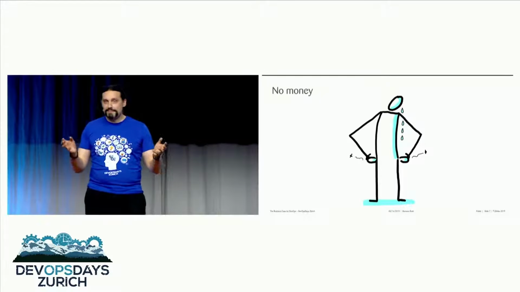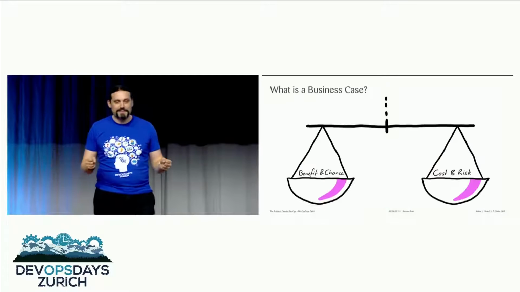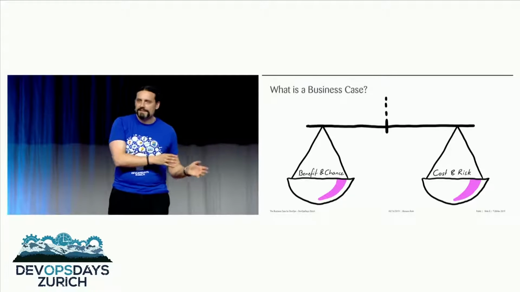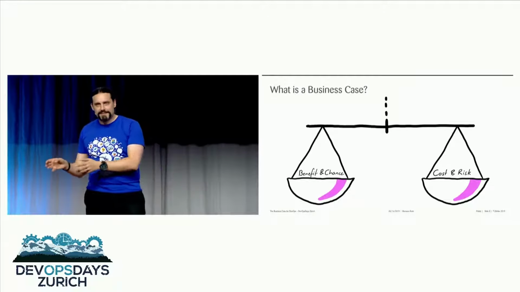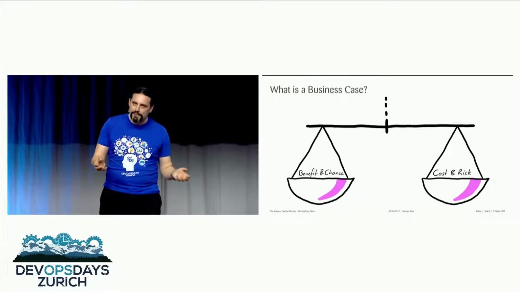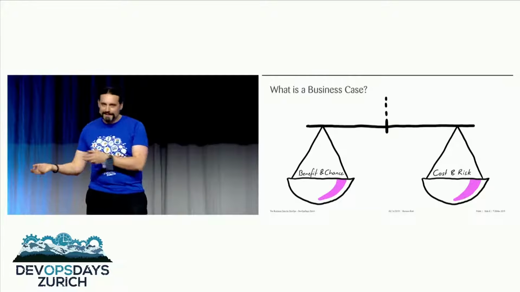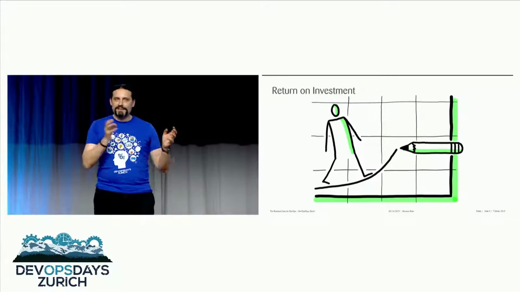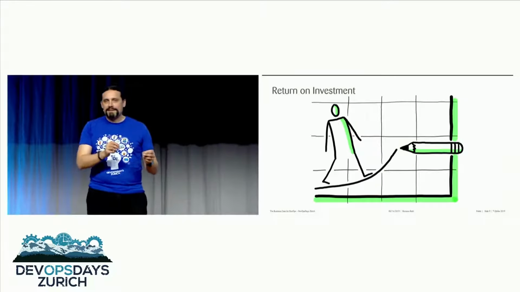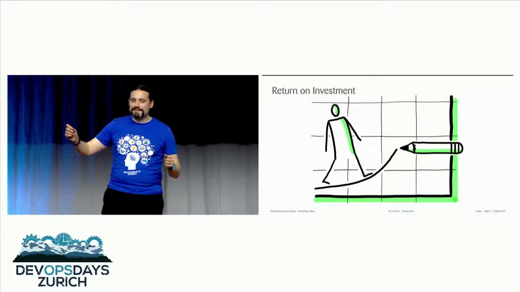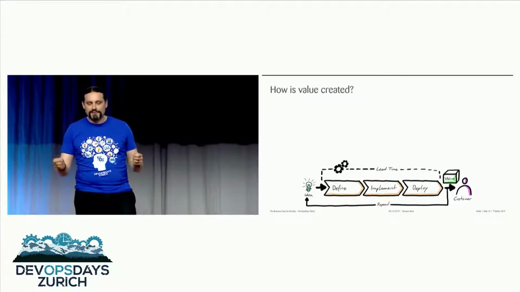But what is the business case of DevOps? So what is a business case? In a business case, we look at the benefits and the chances, and the costs and the risks. If the division of these two parts is positive, then we have a positive business case. If it's negative, it's a negative business case. The decision makers want to know when they will have the return on investment, because that's what they are interested in. When does my investment pay off, so that I can reinvest it into other things?